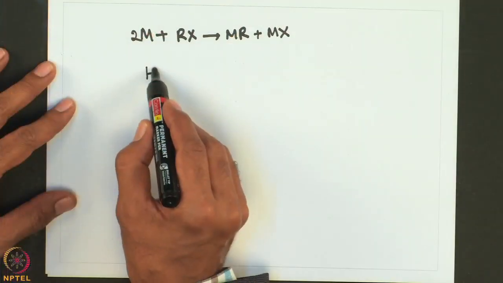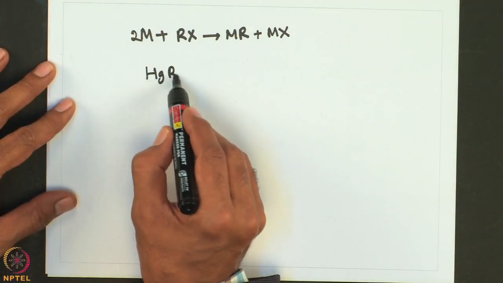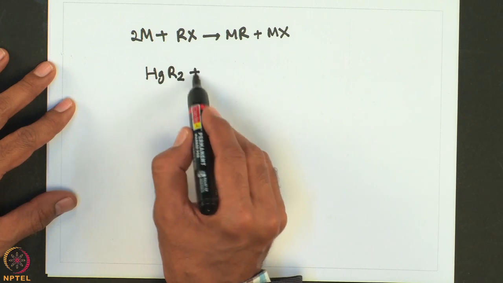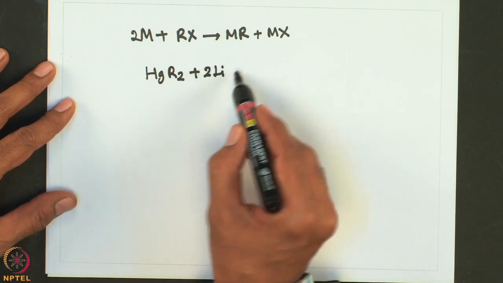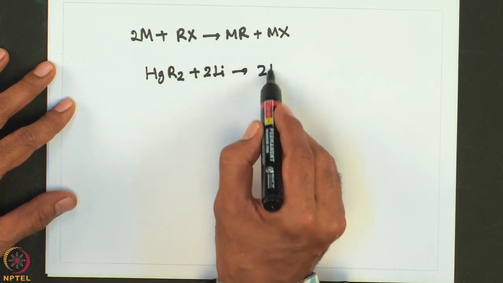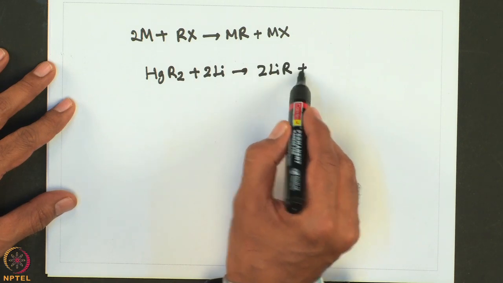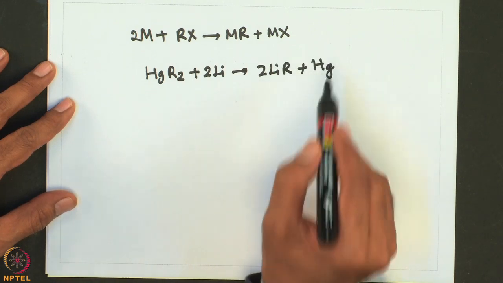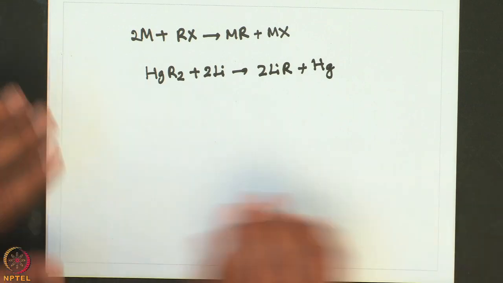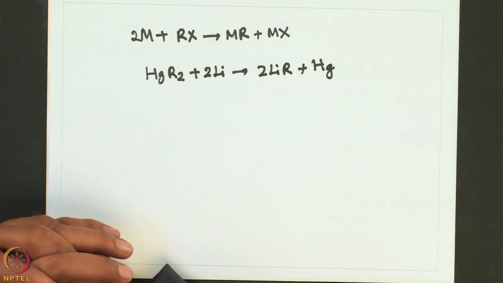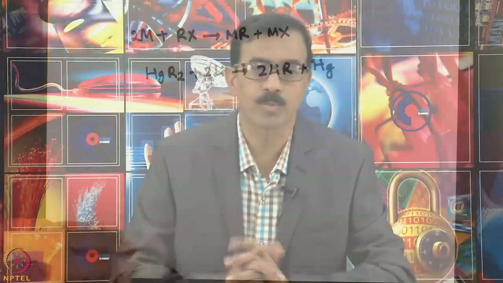For example, dimethyl mercury or dialkyl mercury, when it is treated with two equivalents of lithium, gives 2 LiR and mercury comes out. So, this is the best method. Of course, one also should be careful about the contamination of these compounds with mercury. Methyl lithium exists as a tetrahedral cluster in the solid state and in solution, that is already clear.